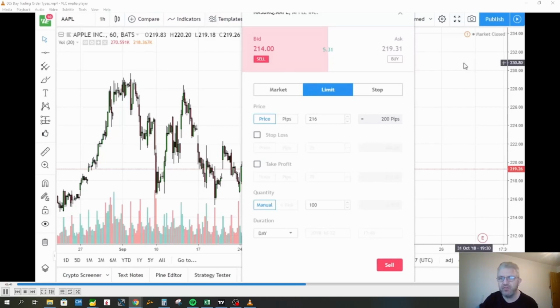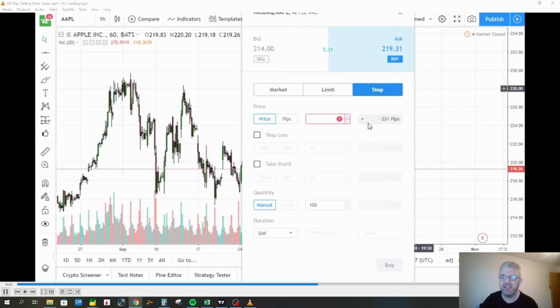Now, there's also the buy stop order. A buy stop order just means that it's a bid that's placed above the current price. So I'll just do 220, and it's only filled at or above that price. Now, why would you want to buy, say, at 220? Just say you get some slippage, it's 5 cents.